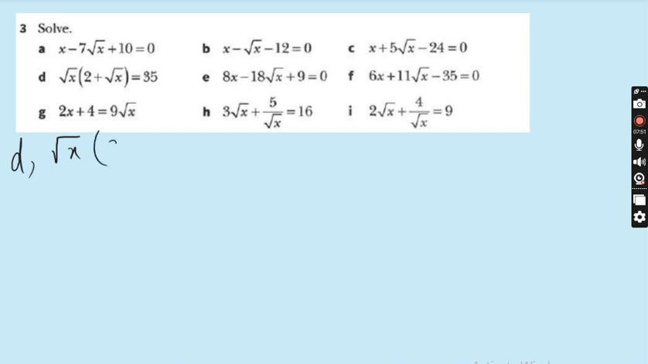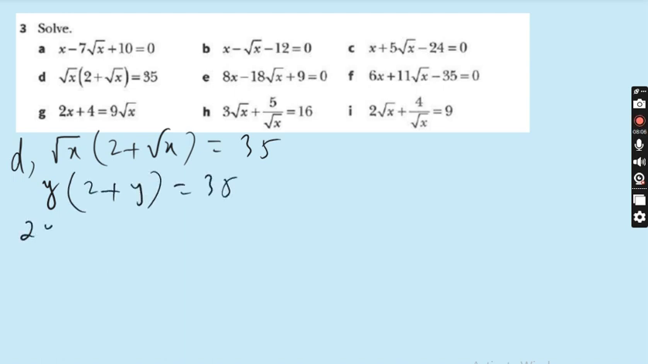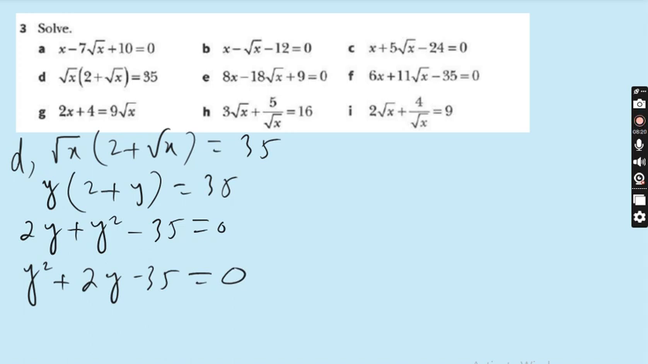2x + √x = 35. Let y = √x, so 2y + y² = 35. Then y² + 2y, and 35 can be shifted over here, it is minus 35. Writing in order, y² + 2y − 35 = 0. So 7 fives are 35, 7 minus 5 is 2. The method of factorization is good.